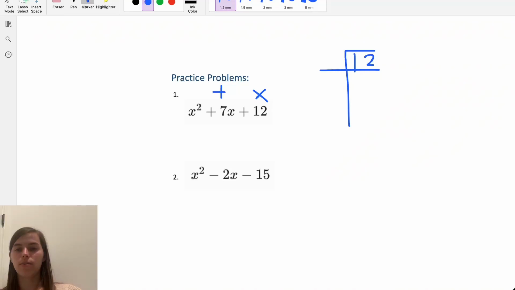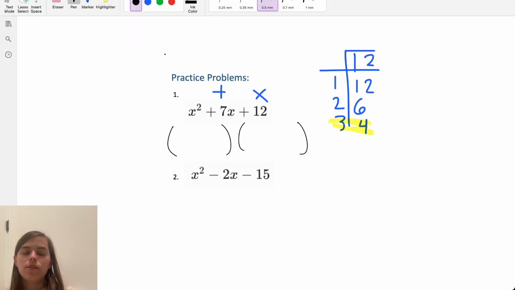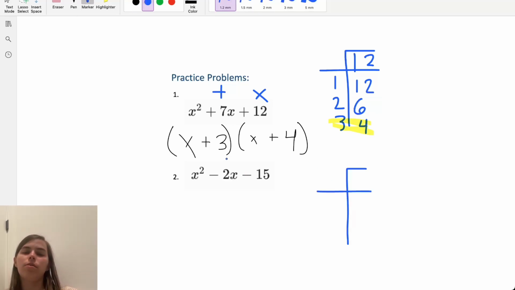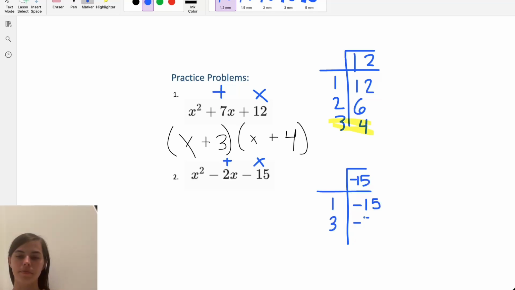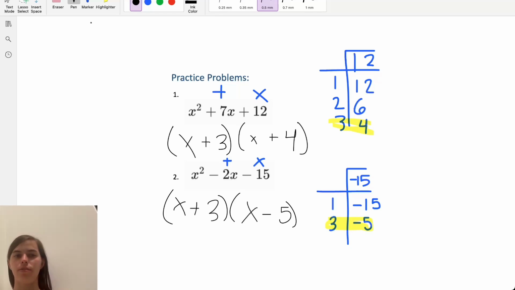So multiply to get 12, we have 1 and 12, 2 and 6, 3 and 4. We found the one that adds up to 7, 3 and 4. So we're going to set up our two parentheses, and that means the factors are going to be x plus 3 and x plus 4. Last one here. Again, we know we want to add up to get -2, multiply to get -15. All the numbers that multiply to get -15 are these, and these right here add up to get -2. So we've got x plus 3 times x minus 5. And there's our final factored form.